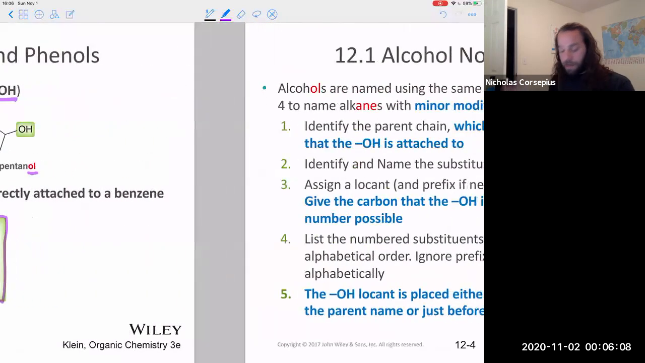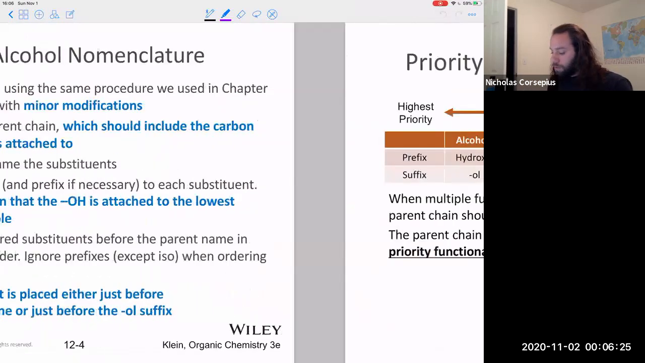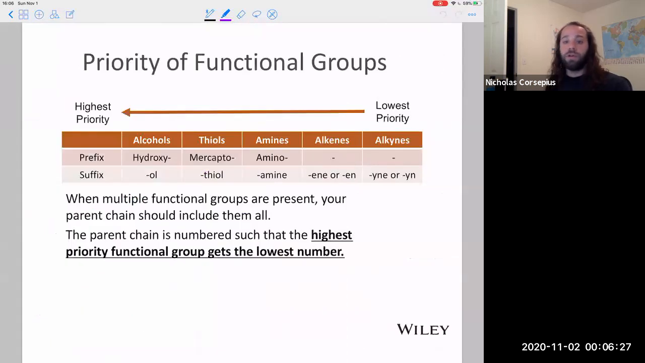So first of all, how to name these things. It's kind of similar to our other functional group compounds that we've learned. Again, in here, the color coding of blue indicates any sort of changes that we've had to our normal nomenclature scheme. There is another thing that we want to introduce, though, which is this idea of a priority of functional groups. Okay, so real quick, these are different functional groups, right?